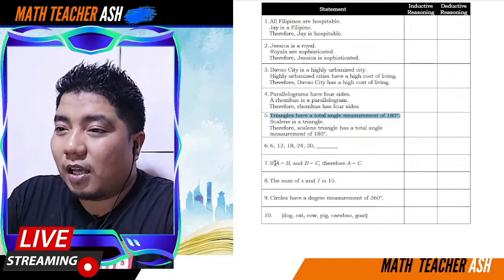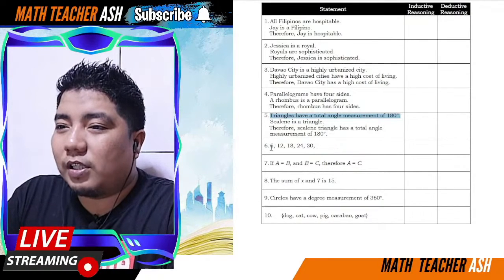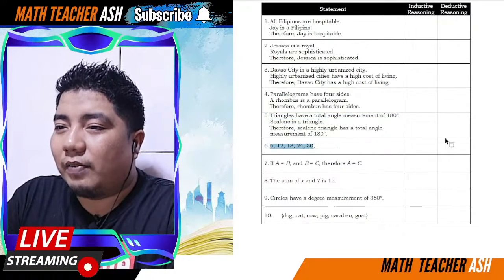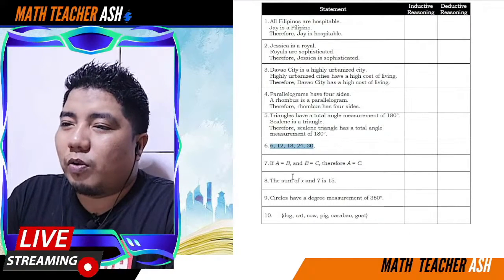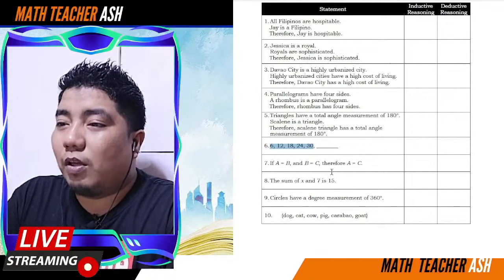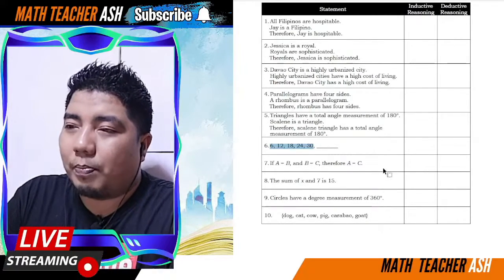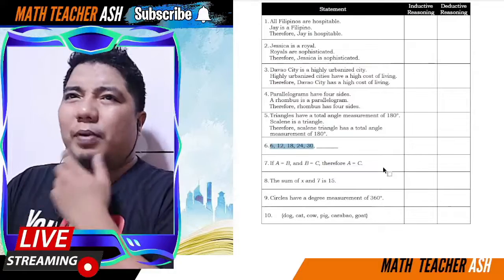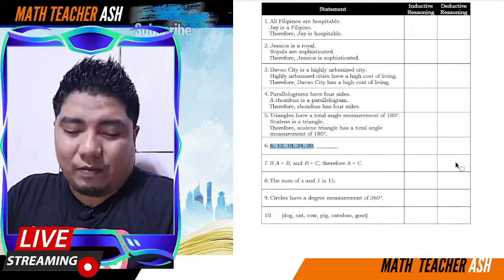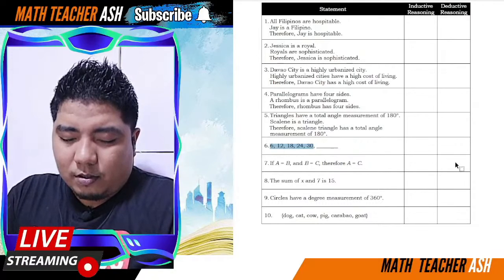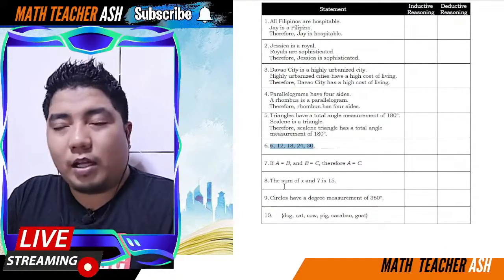How about this? 6, 12, 18, 24, 30, blank. Of course, this is an example kanina ng inductive reasoning. Magbe-base ka sa given pattern to get the ano. So, if A is equal to B and B is equal to C, therefore, A is equal to C. So, this is a property of, ano to, transitive property. Okay, so that is, I think, deductive reasoning yan siya. Okay, deductive reasoning. It is already a rule.